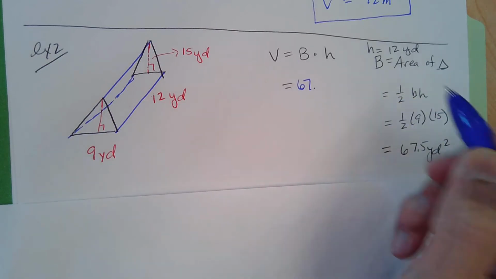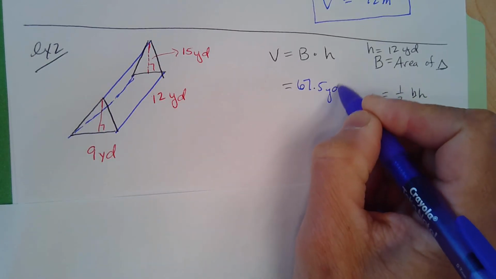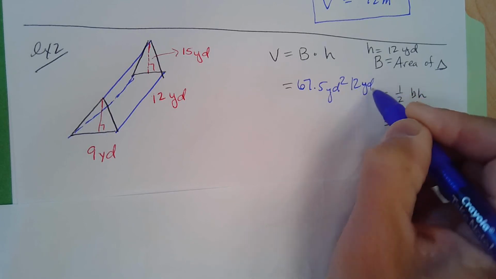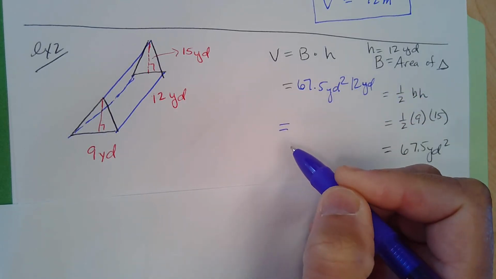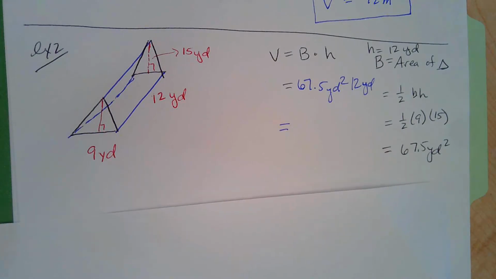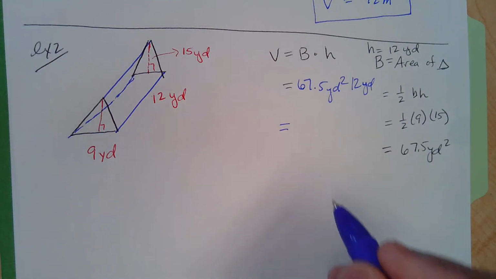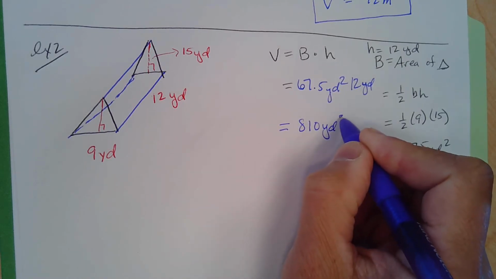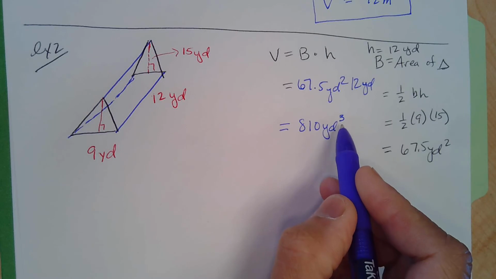So 67.5 yards squared. The height is 12 yards. This will give us a total of 810 yards cubed. Again, volume, cubic measure.